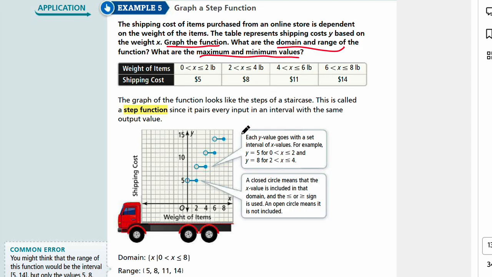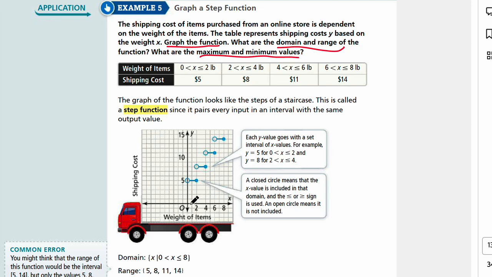So this is a very similar graph from the first example we looked at in the beginning of this lesson, the solve and discuss it question. Right, when we had the two stores selling the guitar strings. Do you remember that? Yeah, so this is when we have something called a step function. The graph of this function looks like the steps of a staircase. This is called a step function since it pairs every input in an interval with the same output value.